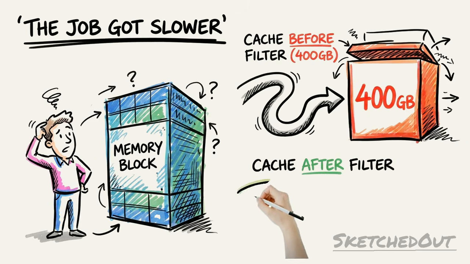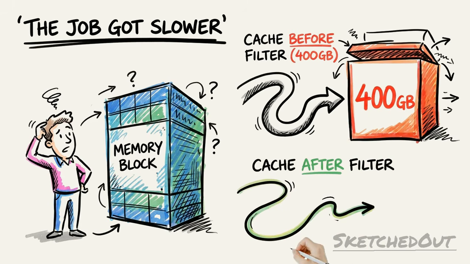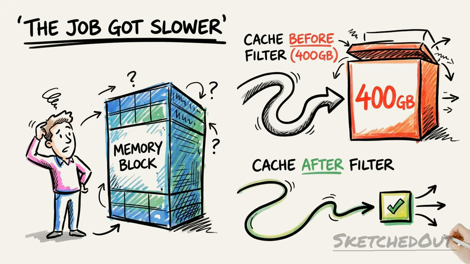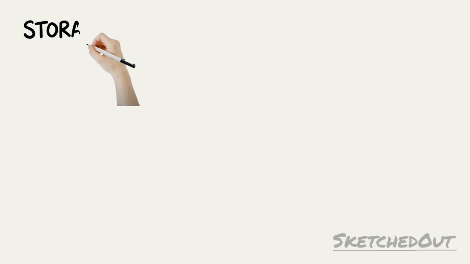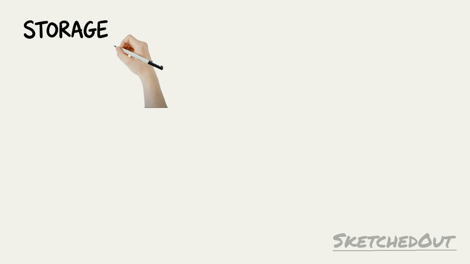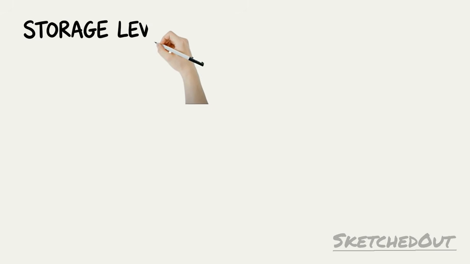Cache it after the filter instead, and you're holding a few gigabytes, and if 3 downstream aggregations all branch off that same filtered set, each one skips redoing the read and the filter. Same word, cache, completely different outcome depending on where you call it. Caching isn't one setting. It's a choice of storage level, and the default isn't always the right one.